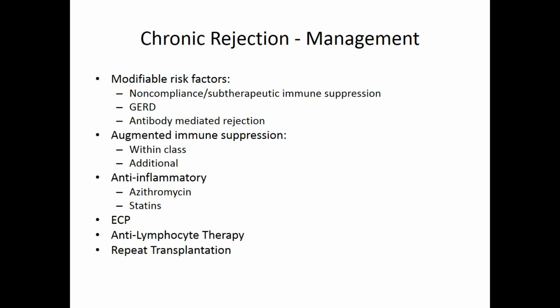In general, though, an aggressive approach to augmenting the immune suppression and altering the T-cell response to allow for development of tolerance have been the mainstays of treatment of chronic allograft dysfunction. These potential treatments have included extracorporeal photopheresis, anti-lymphocyte therapy, and in unique occasions, repeat transplantation has also been considered.